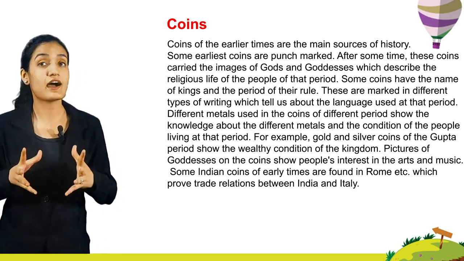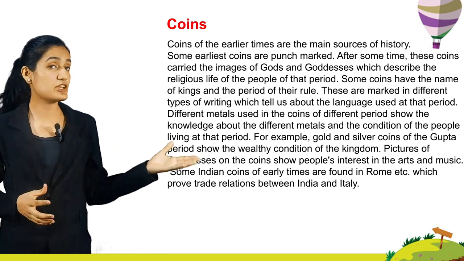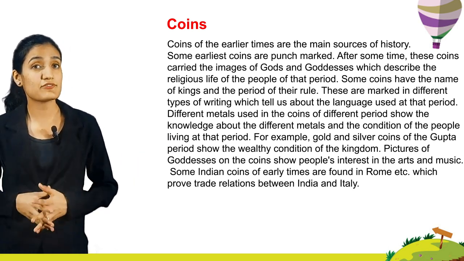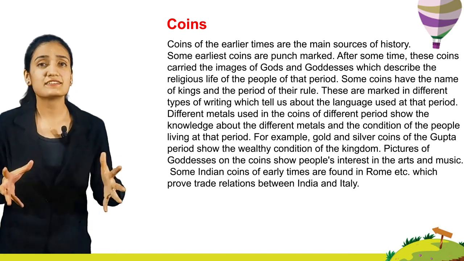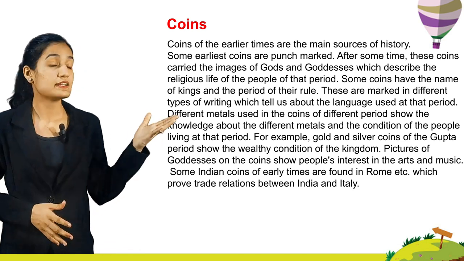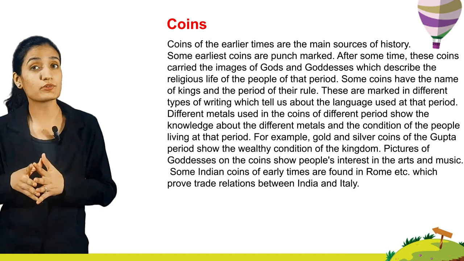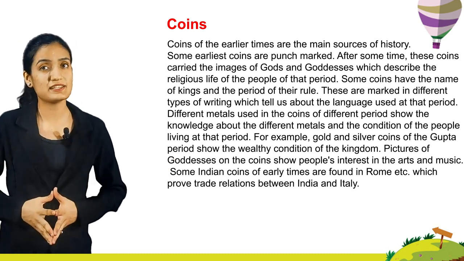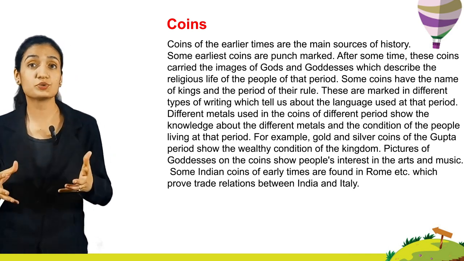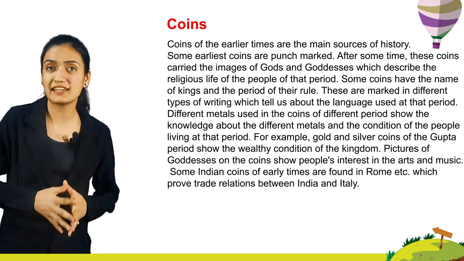Some earliest coins are punch marked. After some time, these coins carried the image of gods and goddesses, which describes the religious life of the people of that period. Some coins have the name of kings and the period of their rule. These are marked in different types of writing, which tells us about the language used at that period. Different metals used in the coins of different periods show the knowledge about the different metals and the condition of the people living at that period.